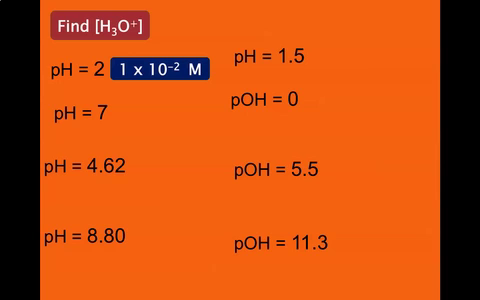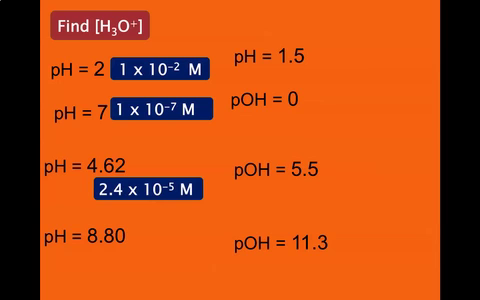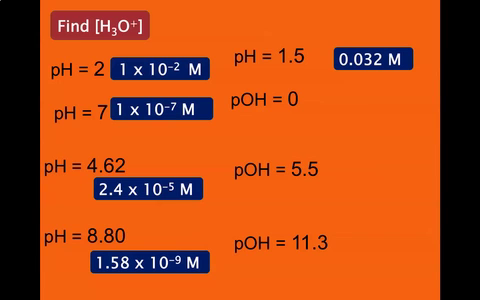pH of 7, we do 10 to the x of negative 7. And we get 1 times 10 to the negative 7th. 4.62, we do 10 to the x negative 4.62, and we get 2.4 times 10 to the negative 5th. On 8.8, we do 10 to the x negative 8.8, and we get 1.58 times 10 to the negative 9th. Next, we have pH of 1.5, so we do 10 to the x negative 1.5, and we get 0.032.